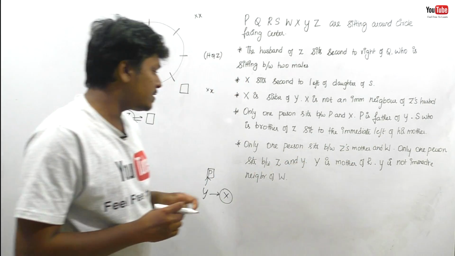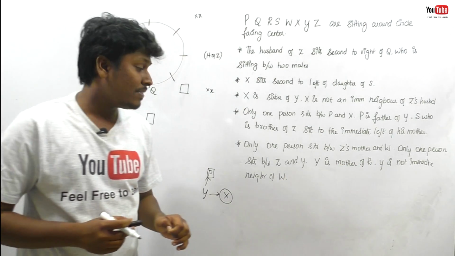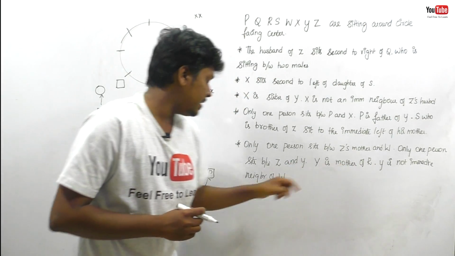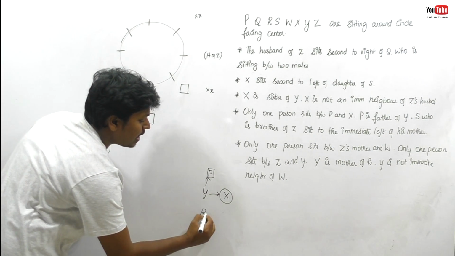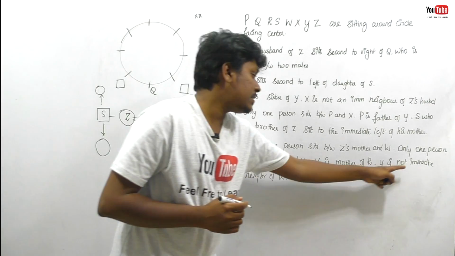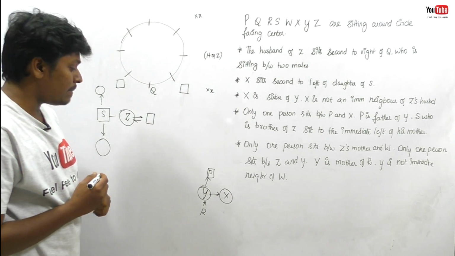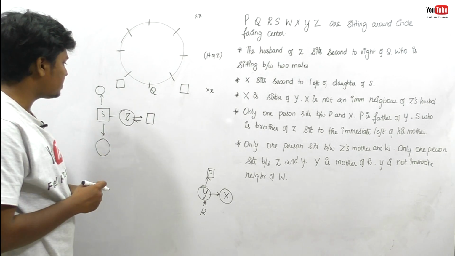Only one person sits between Z and Y. Okay, leave the question. Y is the mother of R. Friends, see here, R's mother is Y. So let me fix it here. R's mother is Y. Okay. Y is not an immediate neighbor of W. They have said that Y is not an immediate neighbor of W, right? Let me leave the arrangement.